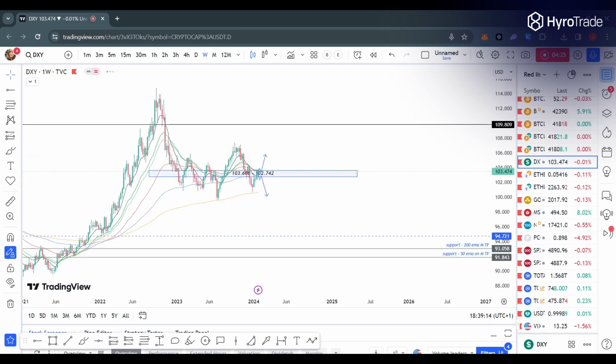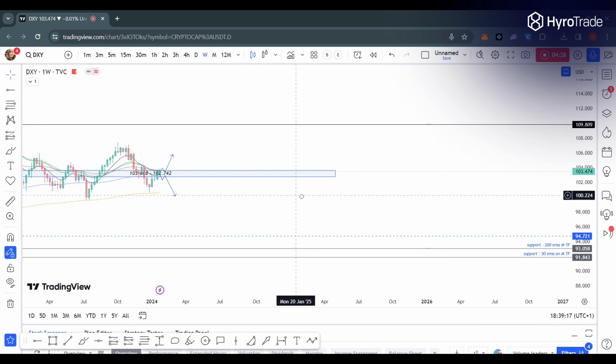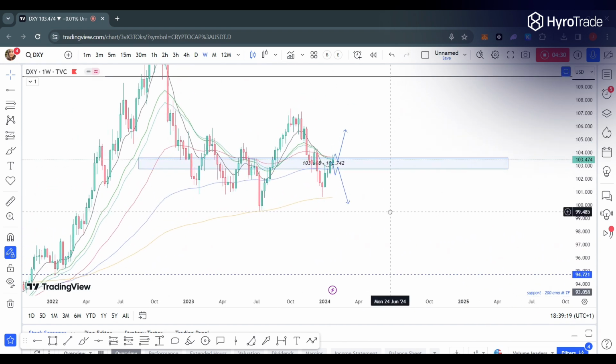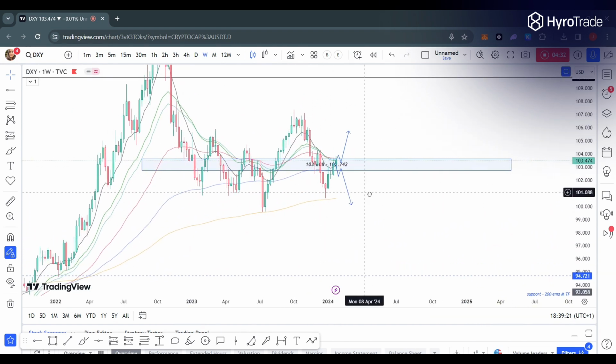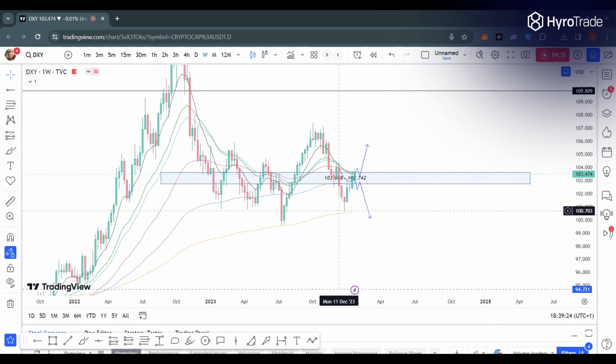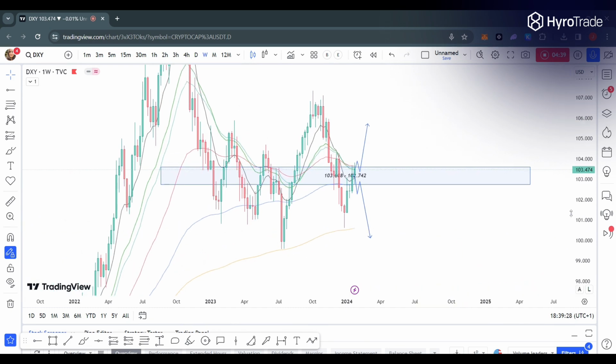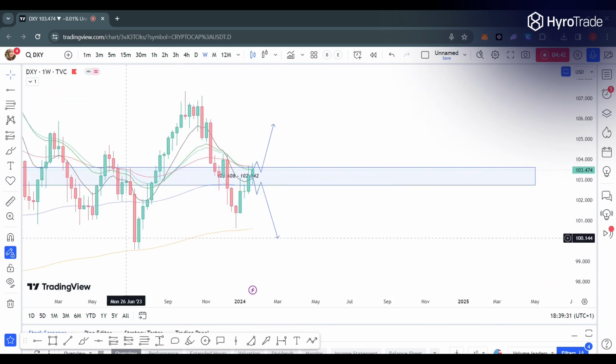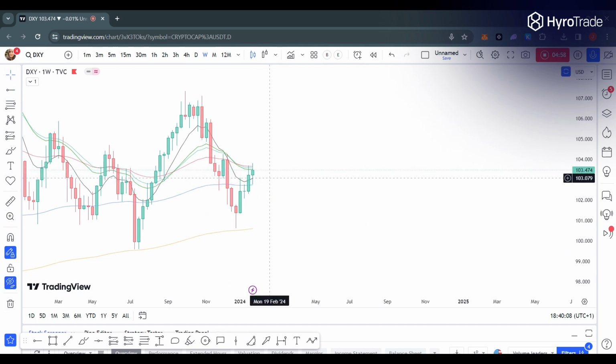Another one is DXY. I was bearish on DXY all this move down, and I was writing about the bounce from the 200 EMA on a weekly, and this is what we got. And currently we have this blue box, and our situation is 50-50. Why 50-50? First of all, let me turn off all these drawings.